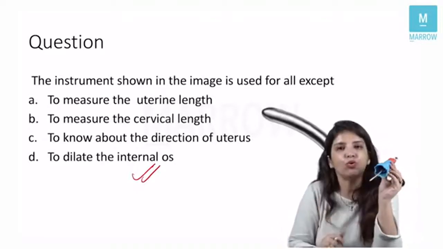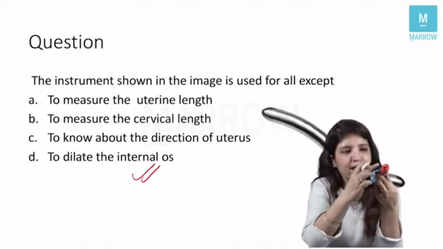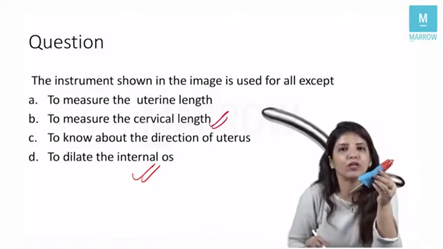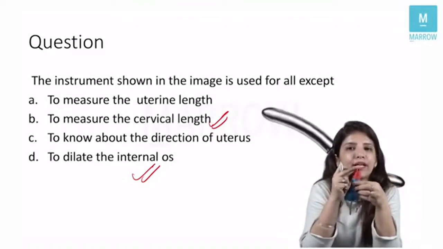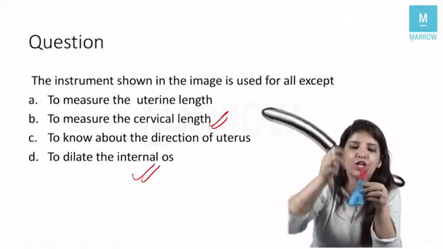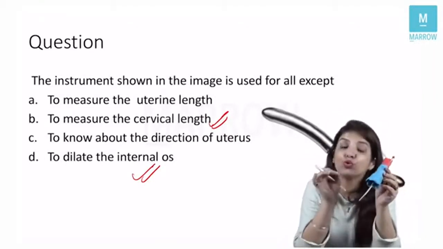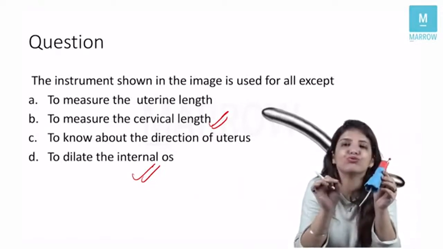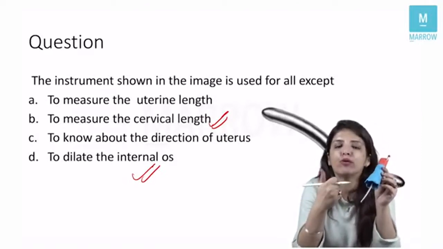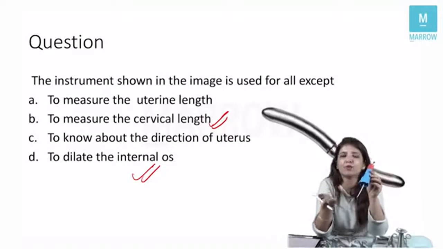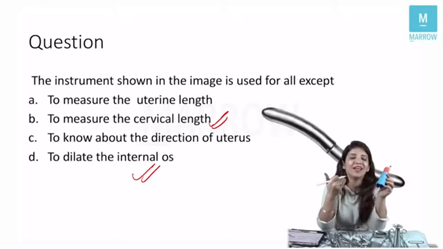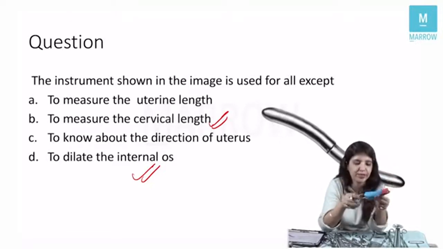Yes. Can you know about the length of the cervix? Yes, I can know about the length of the cervix. Can you know about the length of the uterus? No, because you are taking it only up till the internal os. You are not taking it up till the fundus of the uterus, right? So you do not measure the length of the uterus with this dilator. Length of the uterus you measure with the help of a uterine sound. Yes, it can give you an idea about the position of the uterus, whether the uterus is anteverted or retroverted. But it will not give you any idea about the length of the uterus, right?